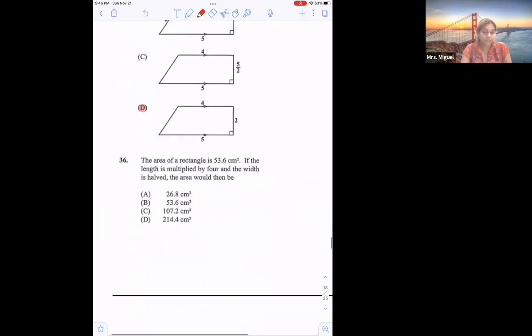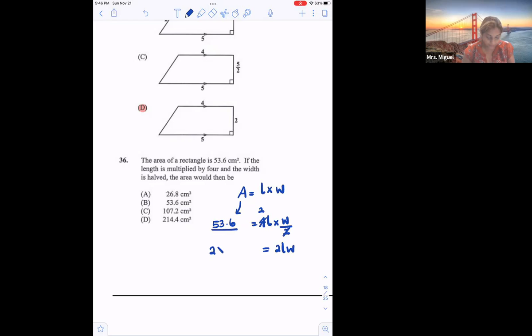All right. Number 36, the area of a rectangle is 53.6. If the length is multiplied by 4, let's follow it. Area is length by width. This is 53.6. The length, we multiply that by 4, and the width, we multiply this by a half. This is going to cancel. So this is 2 LW. So 1 LW is 53.6. So 2 LW will be 2 by 53.6, which is 107.2.